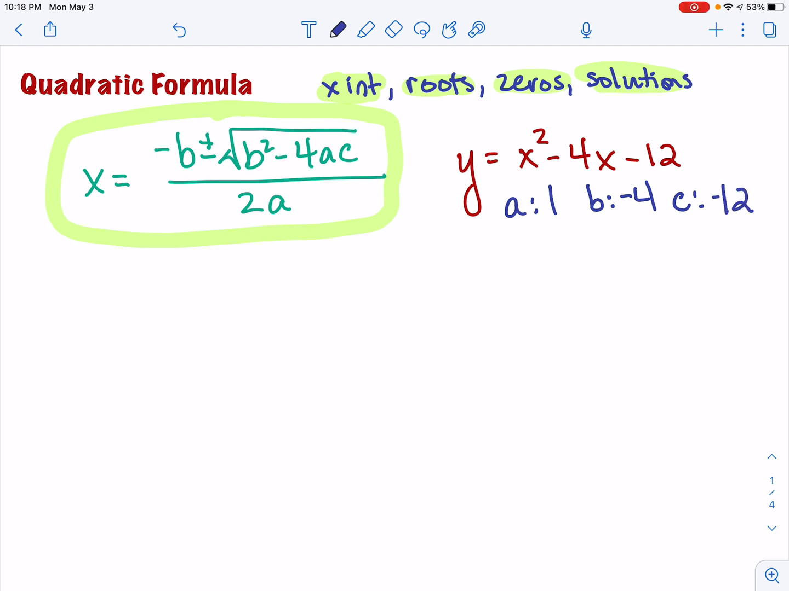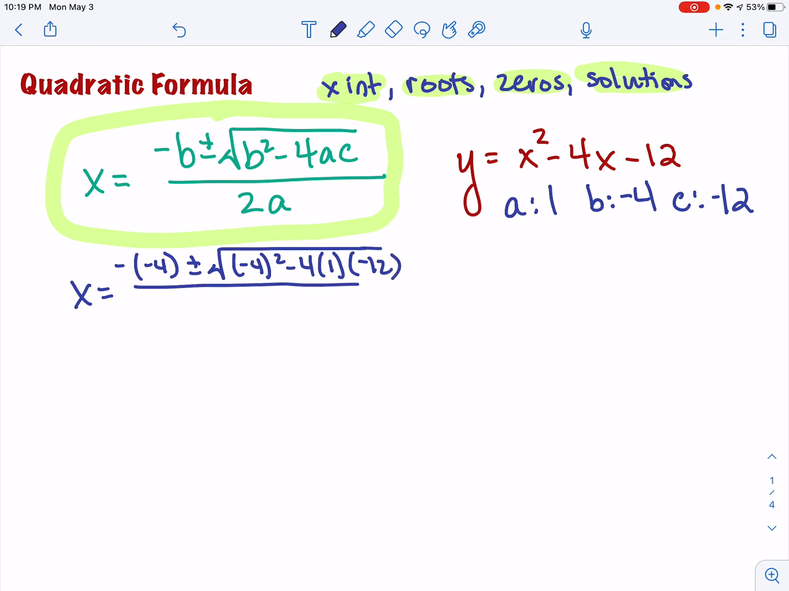So these are the values that I'm going to substitute into my equation, and it's very straightforward. It's going to tell me what my values of x are when y is 0, which again, we can call x-intercepts, roots, zeros, or solutions. So I'm going to say x will equal -b, so -4, plus or minus the square root of b squared, so -4 squared minus 4 times a, which is 1, times c, which is -12. All of that divided by 2 times a, which is 1.